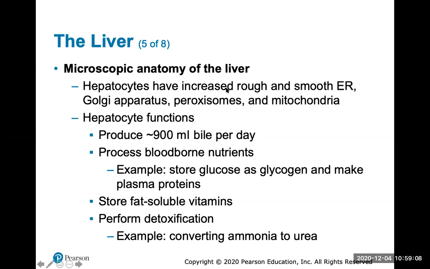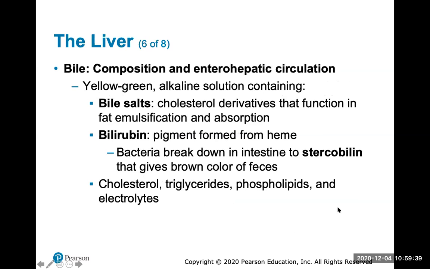More about the hepatocytes. They have lots of rough and smooth ER, Golgi apparatus, peroxisomes, and mitochondria. That's because they're doing a lot of detoxification. Hepatocyte functions are to produce 900 milliliters of bile a day. They process bloodborne nutrients. Your liver hepatocytes will store glucose as glycogen and make different plasma proteins. They store fat-soluble vitamins, and they will perform detoxification. So they will convert ammonia to urea to then be excreted.